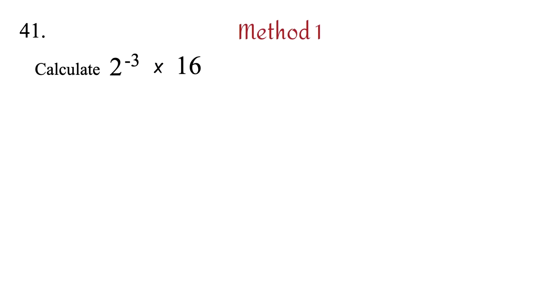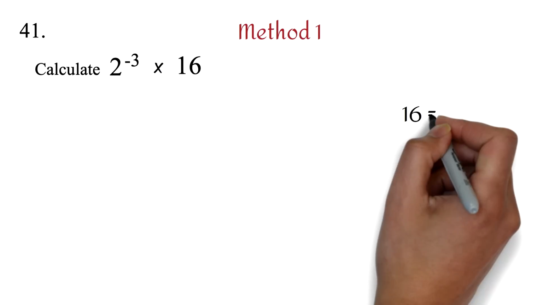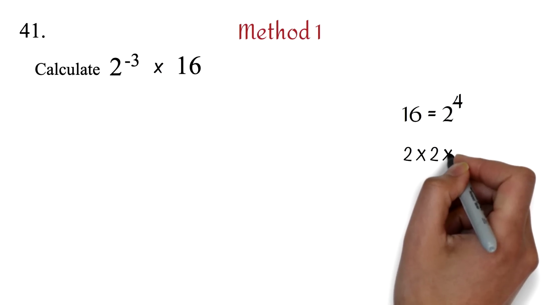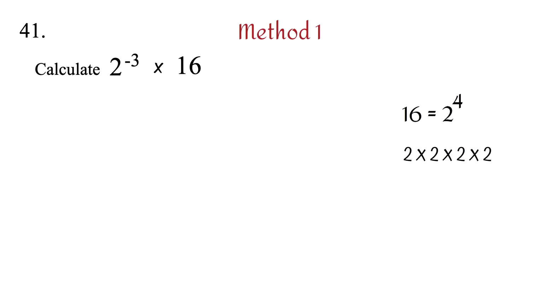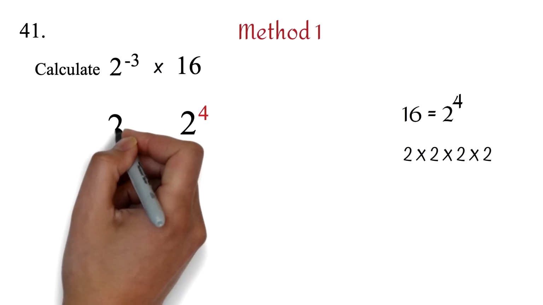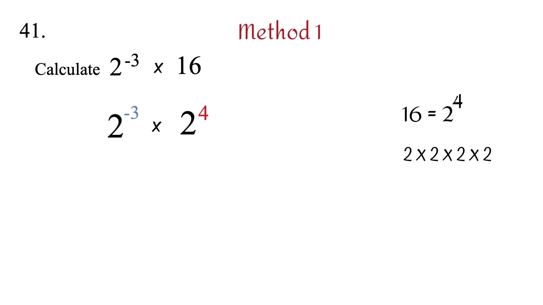Method 1. This first method just requires that you know that 16 can be written as 2 exponent 4. 2 exponent 4 is 2 times 2 times 2 times 2. This is 16. Once you know that, then you can replace the 16 with 2 exponent 4. Now we have 2 exponent negative 3 times 2 exponent 4.